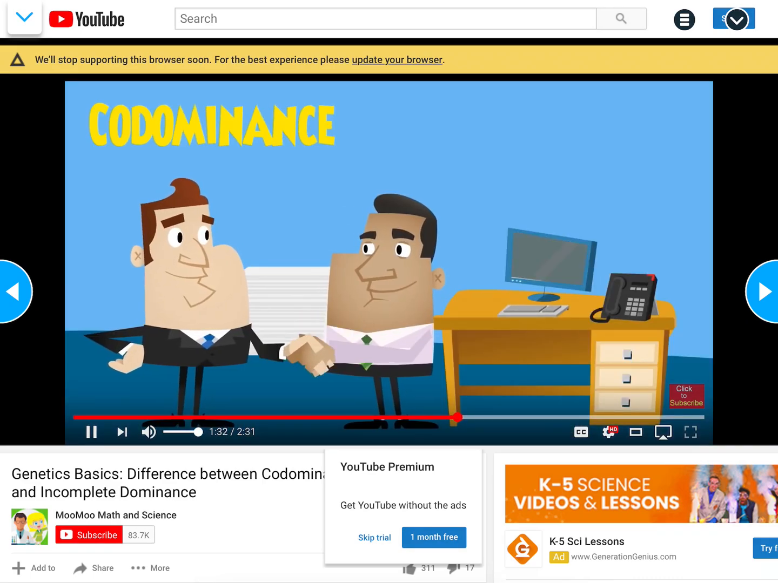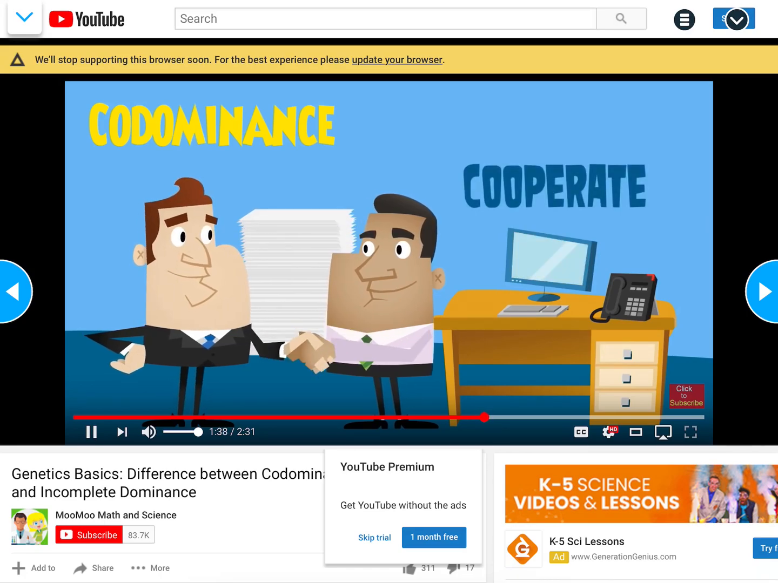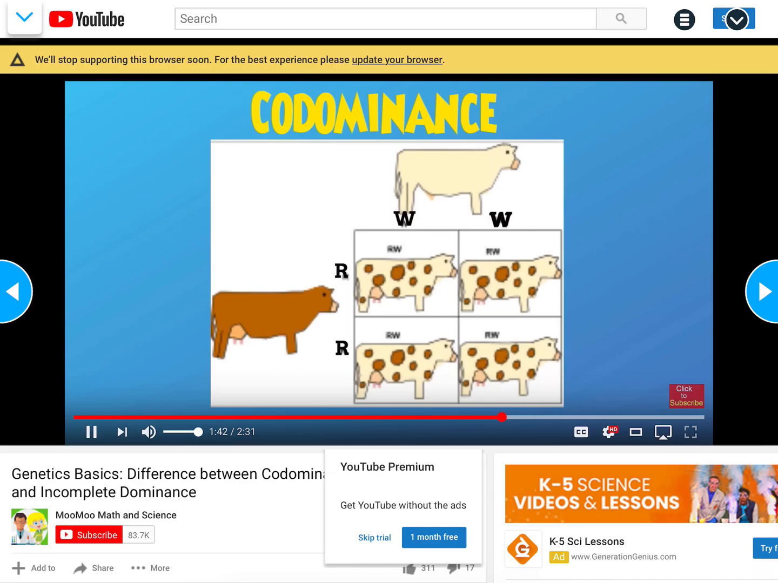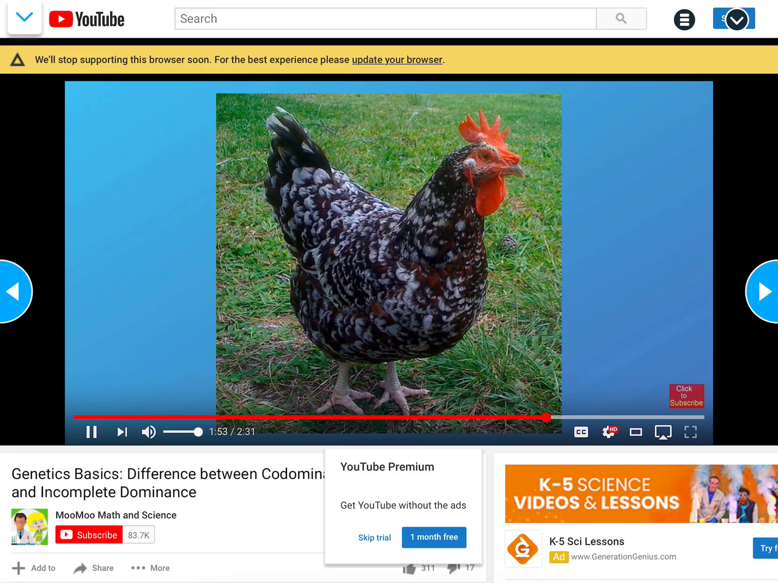With codominance, both traits appear. Remember, co means together, like cooperate, which means working together. One common example involves a white and brown cow, and you get a spotted cow, which is both white and brown. A speckled chicken is an example of codominance.